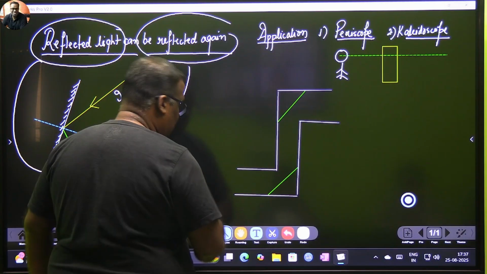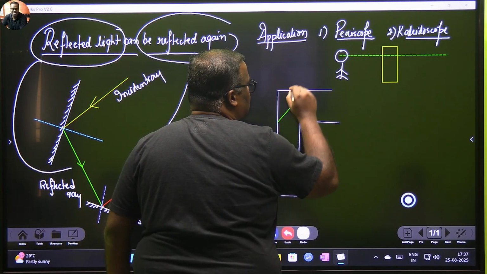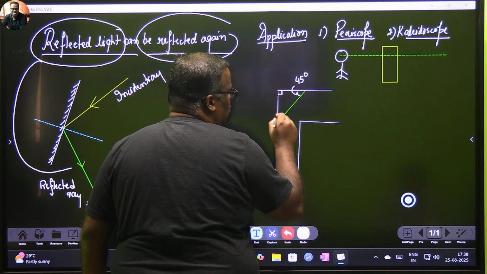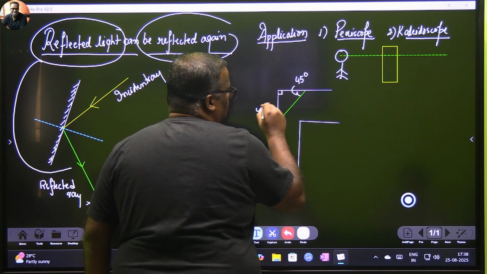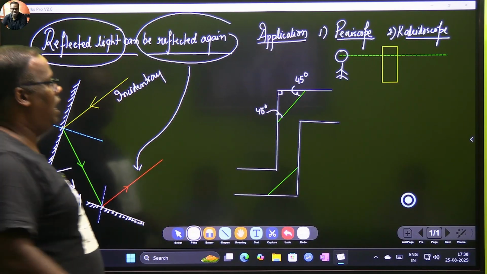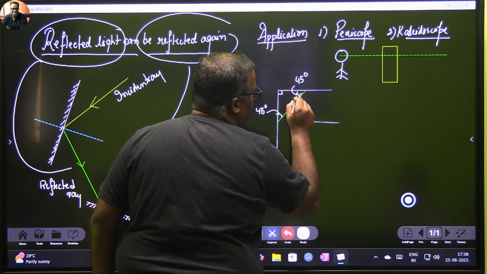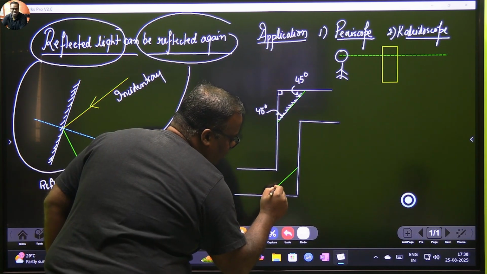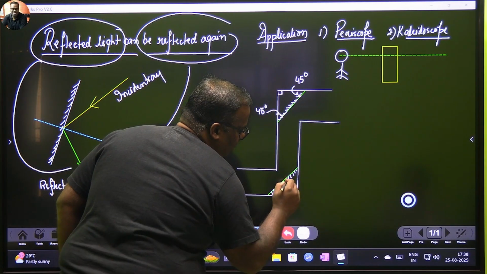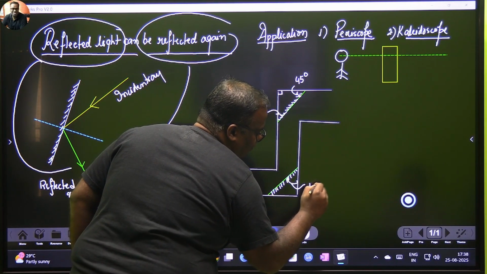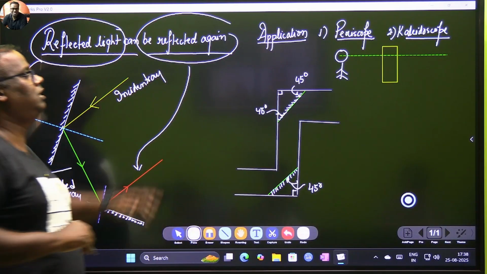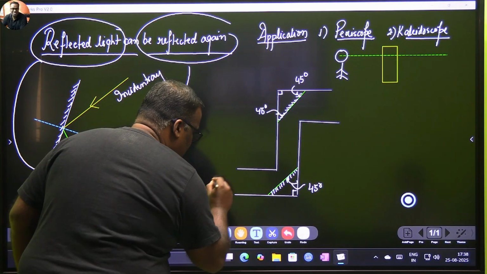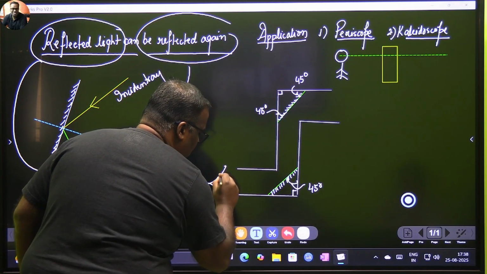Now see the interesting part. If this angle is 45 degrees, and this is 90 degrees, then this has to be 45. Do you agree or not? This is an isosceles triangle, right? And this is your mirror. The second mirror is also at 45 degrees, so this is also 45 degrees. This is 90, 45, 45. Have you understood? Now, on this side is our observer's eye.